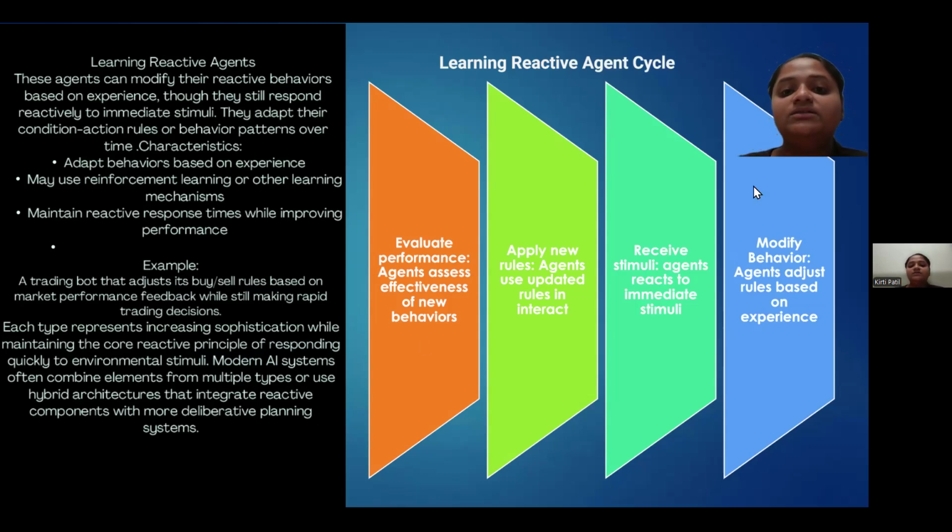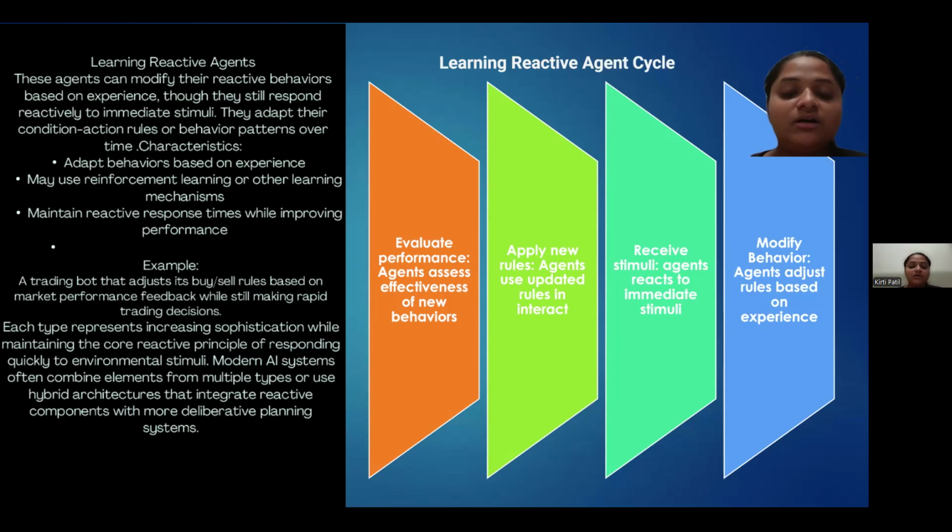So the key points in the learning agent are: evaluate performance, the agent assesses effectiveness of new behaviors; apply new rules, agents use updated rules and interact; receive stimuli, agents react to immediate stimuli; modify behavior, agents adjust rules based on experience.